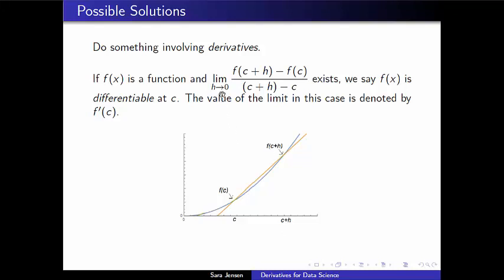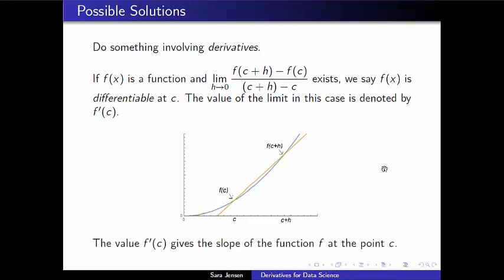The limit part just means that we want this value that we add on to the c to get smaller and smaller and smaller. So we move this point c plus h closer and closer to the point c until it's so close that the line connecting these two separate points will end up being the tangent line to the curve, and the slope of that tangent line would be given by this expression.